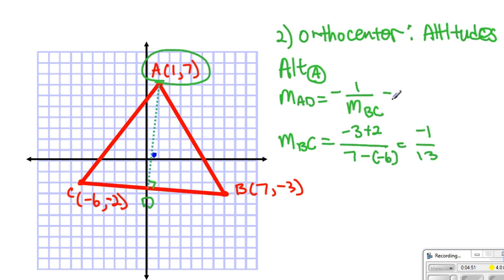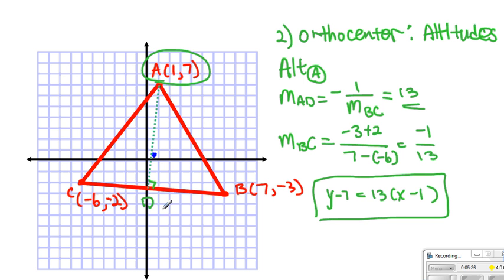Then the slope of line segment AD, which is the altitude from A, will be the negative reciprocal of -1 over 13, which becomes simply 13. That is our slope, and our point is (1, 7). So the equation we end up getting is y minus 7 equals 13 times x minus 1. All right, that is the first equation.